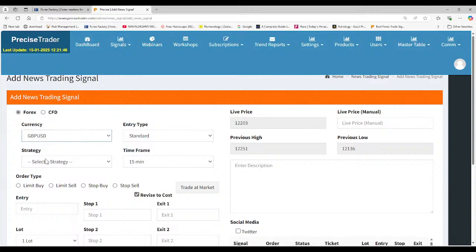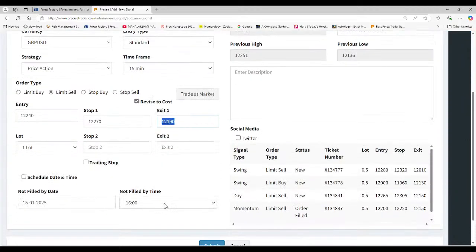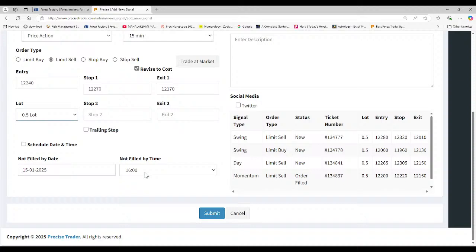Okay, that means for the CPI data, we will try to sell at 12240 and stop at 12270, and the TP we will try to put in either 90 or 70, but we got to exit before 1 to 135, which is your previous day low. So we'll try to put it at 70, and again this is just a half lot, and expiry is 1600 hours, because the data is coming at 1500.